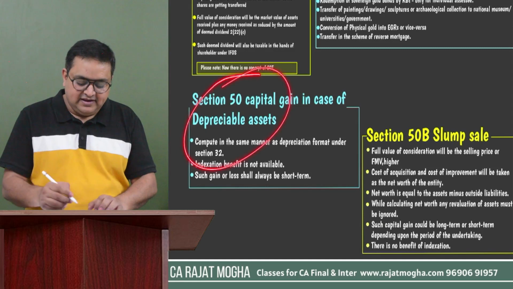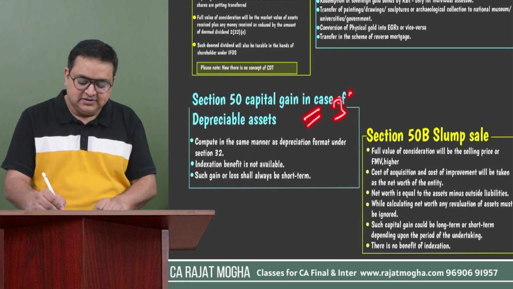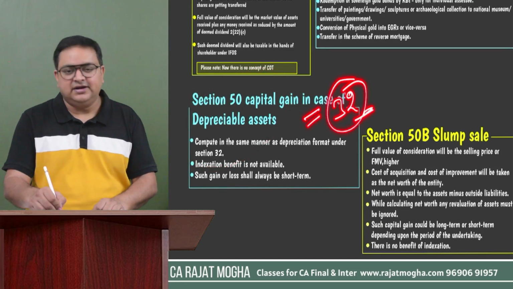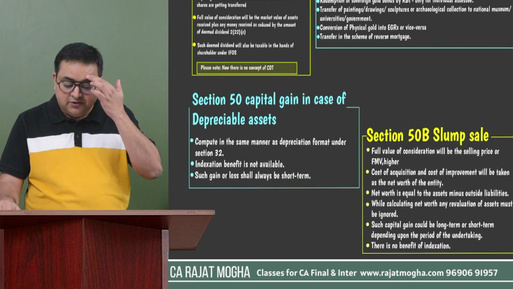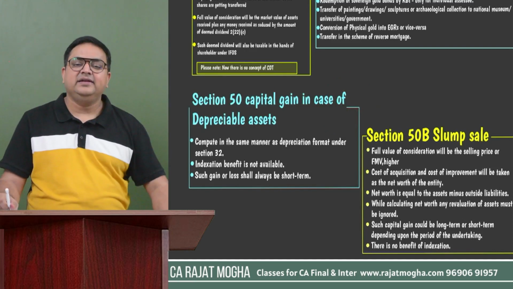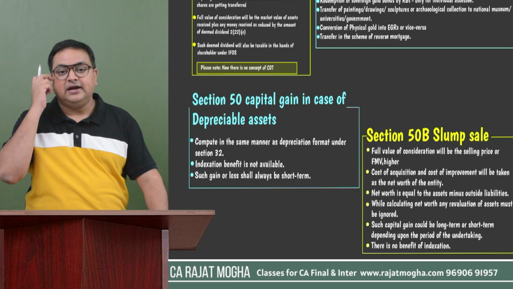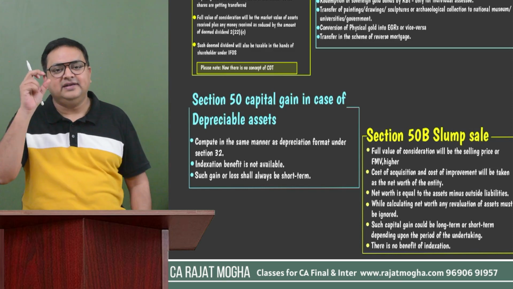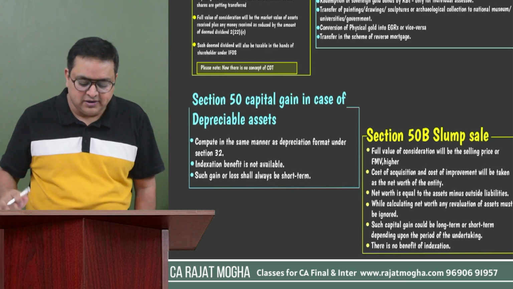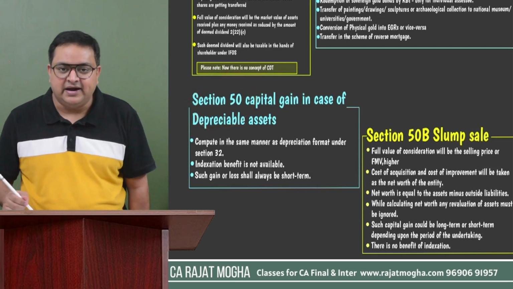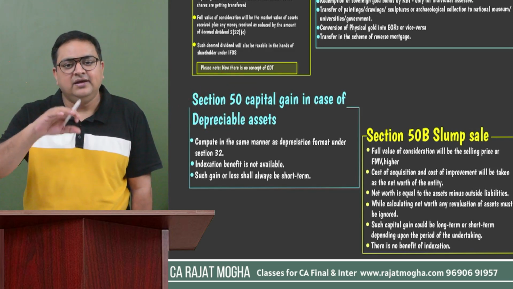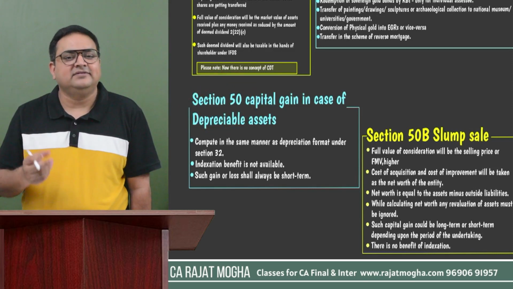Next is section 50, and section 50 is similar to section 32. It is very much similar to section 32, that is depreciation. So if the assessee is selling their depreciable assets, that block of assets, that person is selling part of the block or the entire block, then section 50 will be attracted. And the calculation of section 50 is actually nothing but the same as section 32.